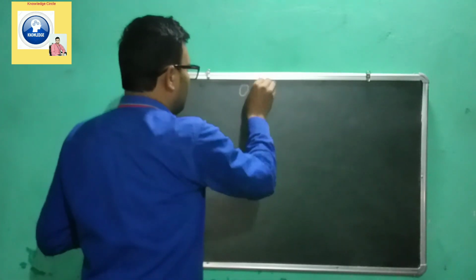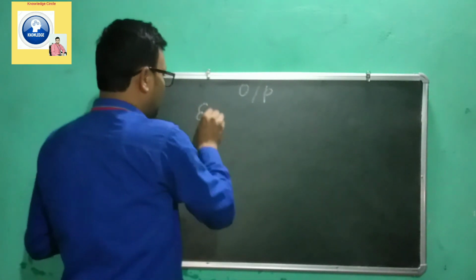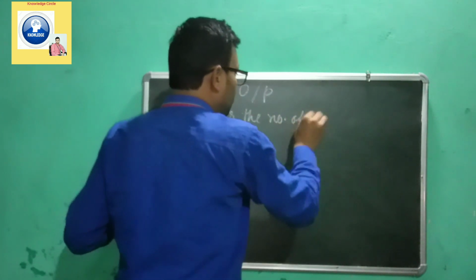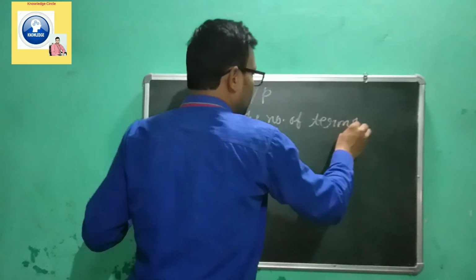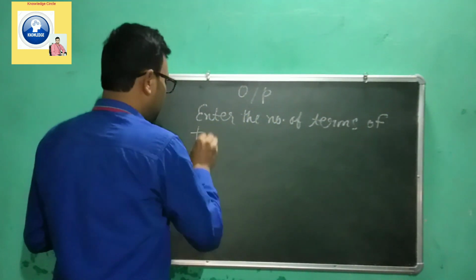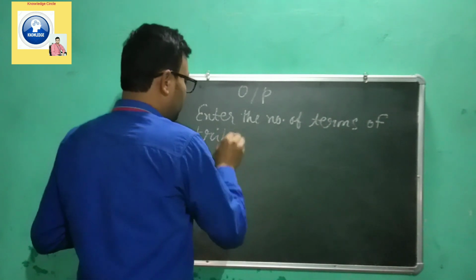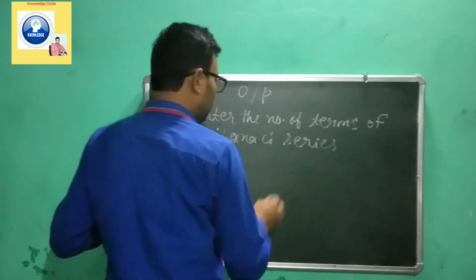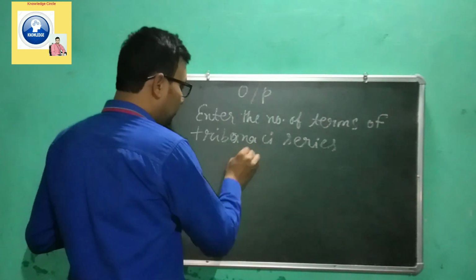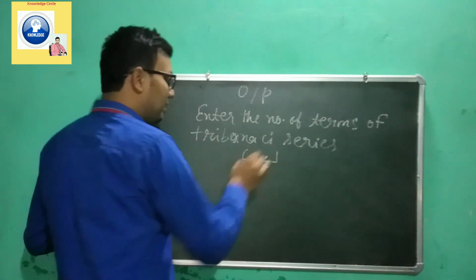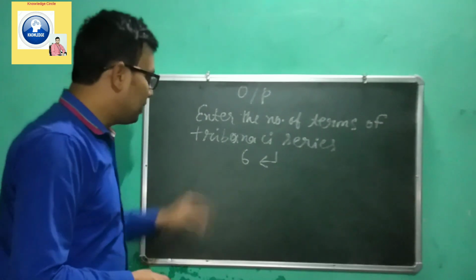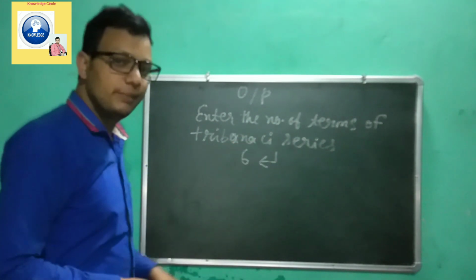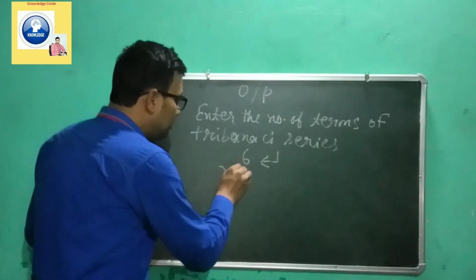Okay, see the output, how the output comes. Enter the number of terms of Fibonacci series. When you get this message, you will try to give a value. So let's give here the value 6. We are giving a value here, 6. When you press 6 and then you press the enter button, what will happen? The value of n will become 6.